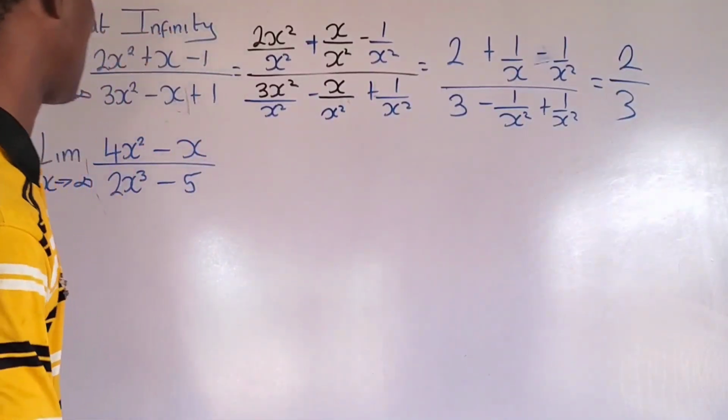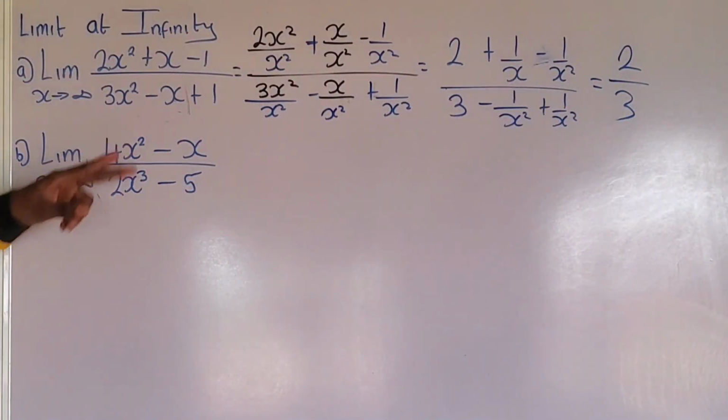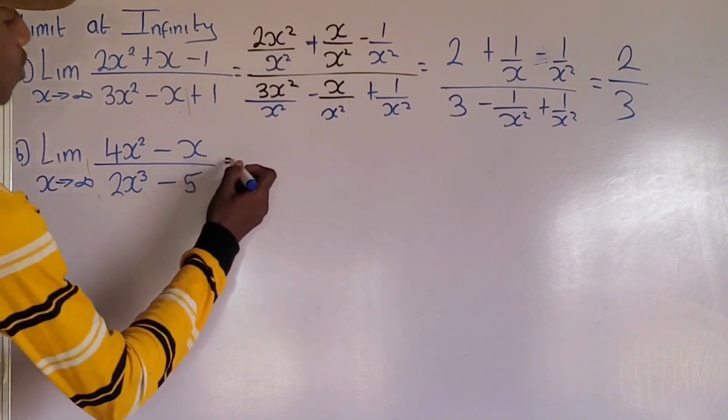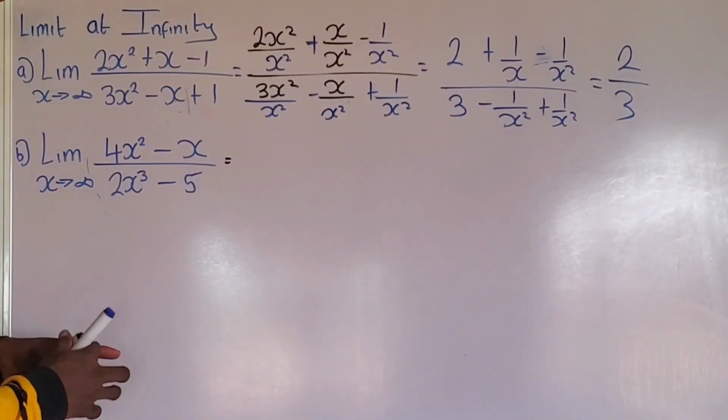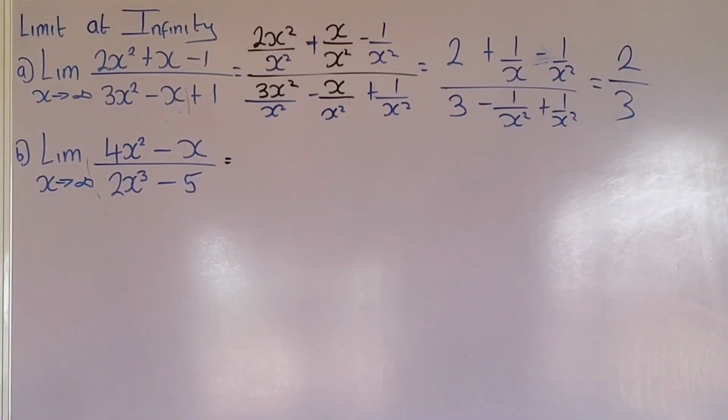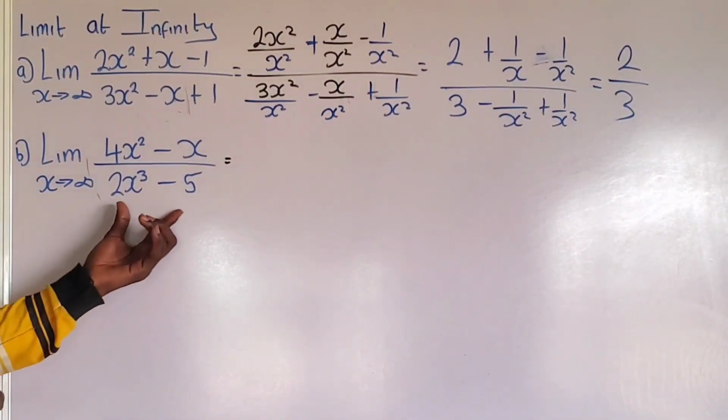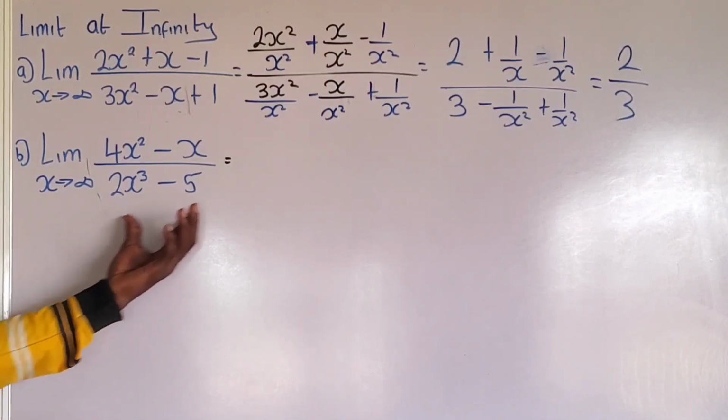Okay, so now for the next question we have the limit of 4x squared minus x all over 2x cubed minus 5 as x tends to infinity. We are still going to go the same way. First step is divide both the numerator and the denominator of this function by the highest power of the variable. The variable here is x, you understand? So I'm going to divide both the numerator and the denominator by the highest power of x at the denominator. The highest power of x at the denominator is what?